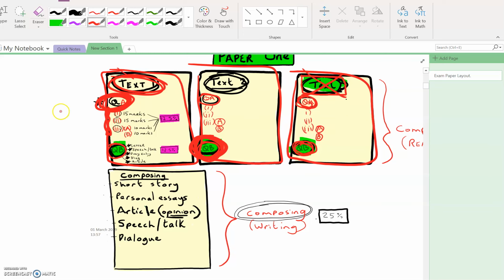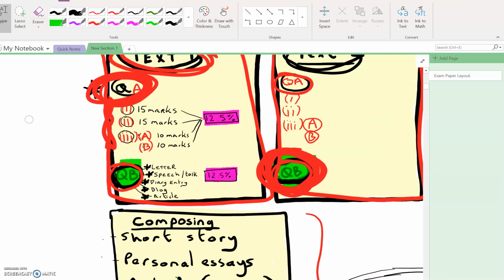So I'm going to read text 1, I'm going to answer the question A's, and then I'm going to read question B. Now in general, the question A's, part 1 is worth 15 marks, part 2 is worth 15 marks, and the A and B of part 3 is worth 10 marks each. That's 12.5% overall for your overall English grade. That's a lot of percentages. That's the difference between a pass and a fail.